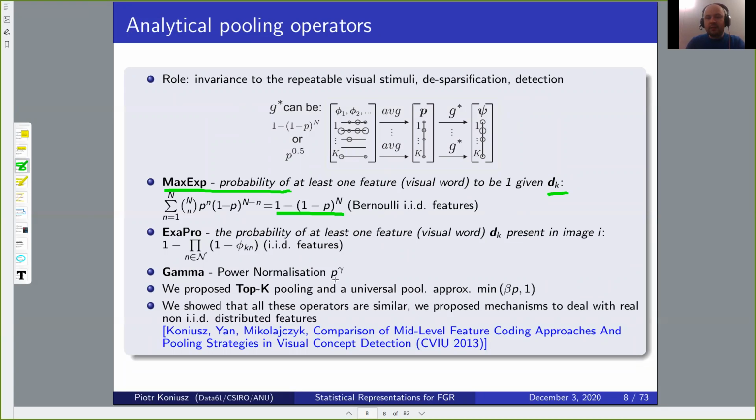Power normalization, which is raising p to the power of gamma, can be shown to actually fulfill a very similar role. And in our old work from 2013, we also proposed so-called top-K pooling with a universal pooling approximator, which is essentially a linear function clipped at 1. So it's got this type of non-linear profile, which is very similar to power normalization. And we showed that all those operators really are related. They perform a detection of features rather than counting, and they can deal to some degree with the non-IID assumption.